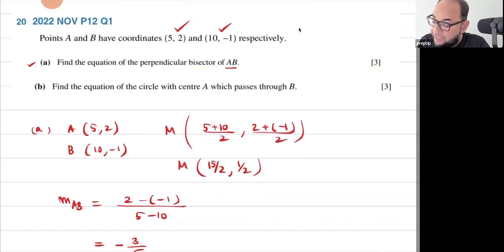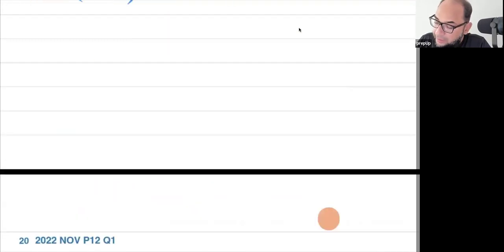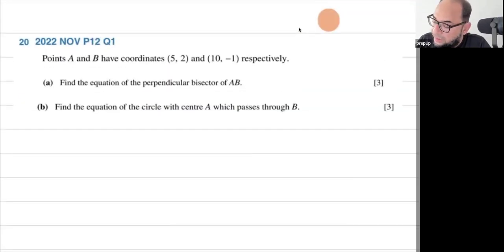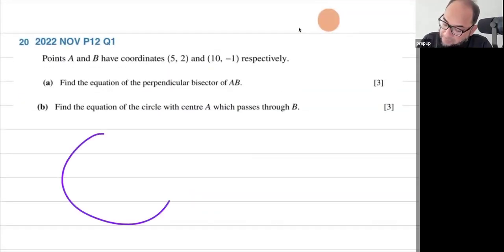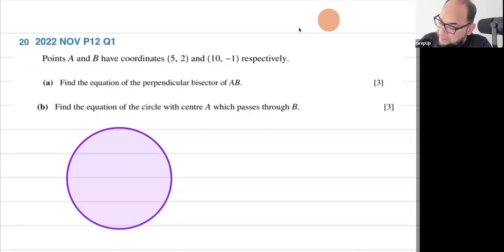Next one, find the equation of the circle with center A and which passes through B. So let me draw a diagram. The center is A. So over here it's A. And it passes through B. So let's see, this is 5, 2 and this is 10, minus 1.